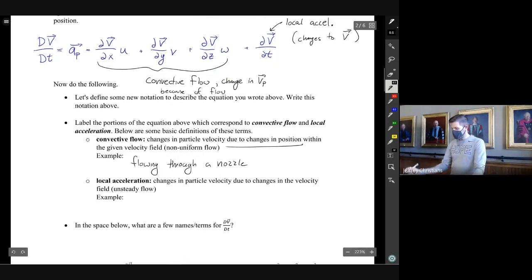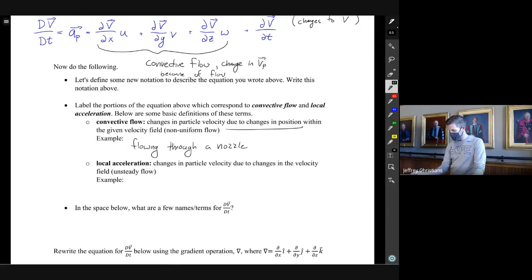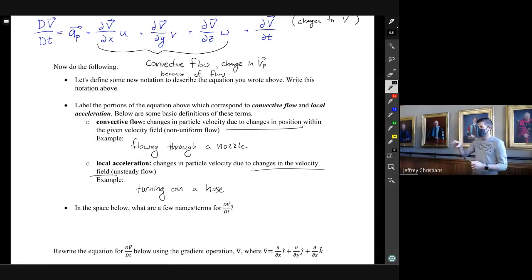Local acceleration, that's a change because of changes in the velocity field. So that's unsteady flow. So that would be like turning on a hose. So if you're the water in the hose and somebody opens the valve and turns you on, you're accelerating because somebody's turning on the hose and things are changing with time. So that's what this last term is. So typically when we've done things in this class, we've only looked at situations where that's not happening. But in general, it could be happening. So we'll keep it there.